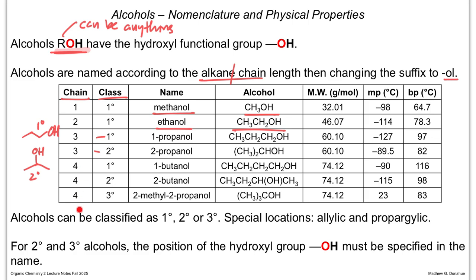For the 4-carbon chain, now you'll note we have all 3 possibilities. And if you look at the names, we can have a primary, a secondary. The tertiary one results because now the chain is branched. So this is not a butanol derivative, it's a propanol derivative. So that's 2-methyl-2-propanol.